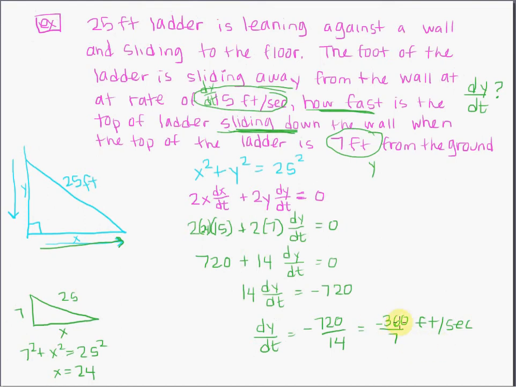Now, why is it negative? Remember on the other problem, it gives us the direction that it's moving. So notice, because this is moving down, y has a negative rate. It is decreasing at this rate, not increasing, because that y value is getting smaller as it's sliding down.